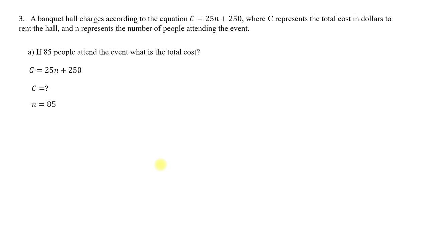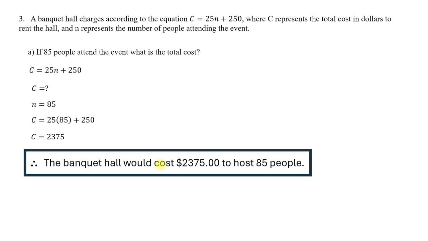We can take these values and plug them back into the equation. We don't know what C is, but we can replace N with the value of 85 for the 85 people that will be attending, plus 250, which will tell us that the cost will end up being $2,375 to host the 85 people.